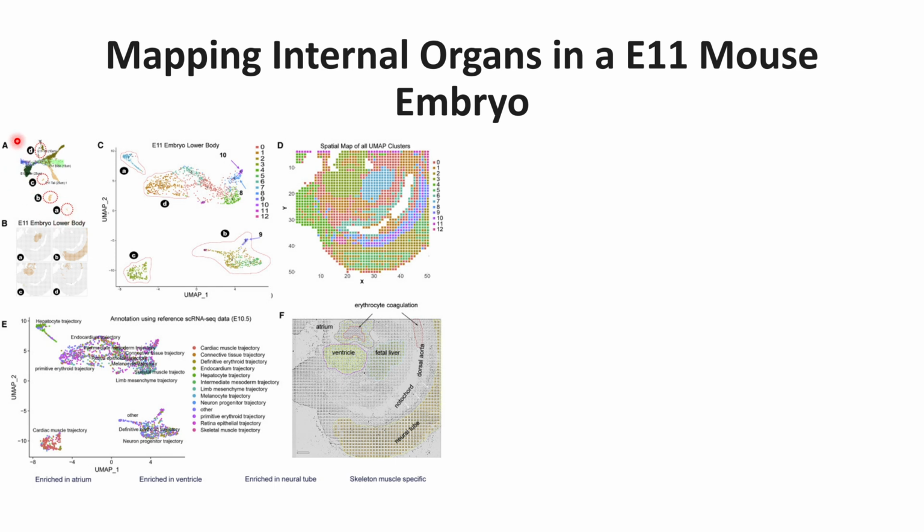So in this figure they mapped why these clusters are different from each other. When they map these clusters into spatial form, they can see that these clusters represent these spatial forms. And they are able to further cluster this E11 embryo lower body, these A, B, C, D, into 12 clusters, and thereafter they do the spatial clustering that can be seen here.